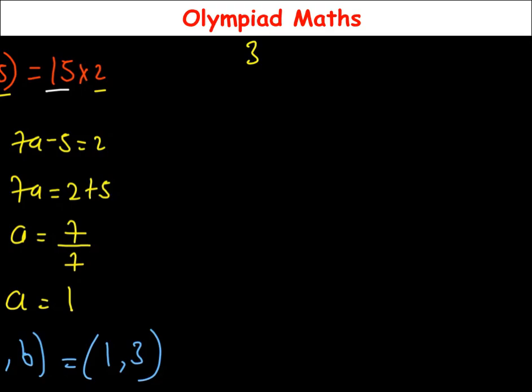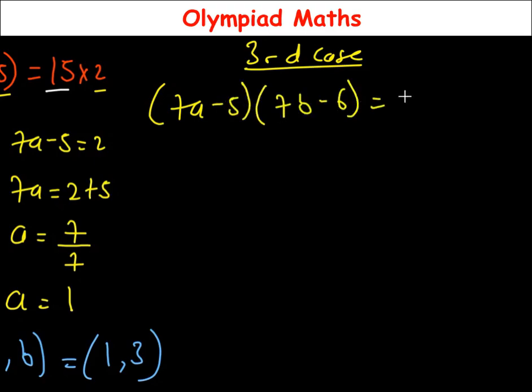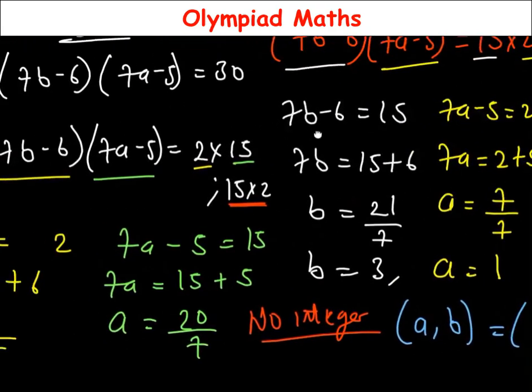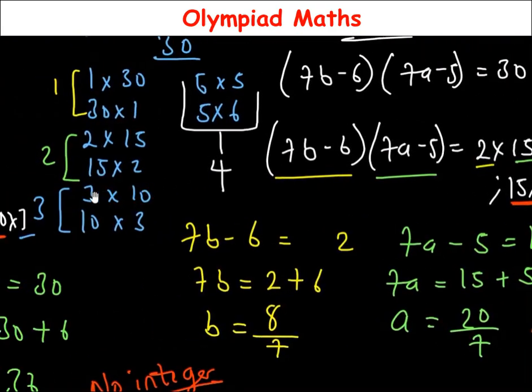Now, the third case is the equation 7a minus 5 multiplied by 7b minus 6 is equal to 30. And for the third case, the pairs of factors of 30 are 3 times 10 and 10 times 3.